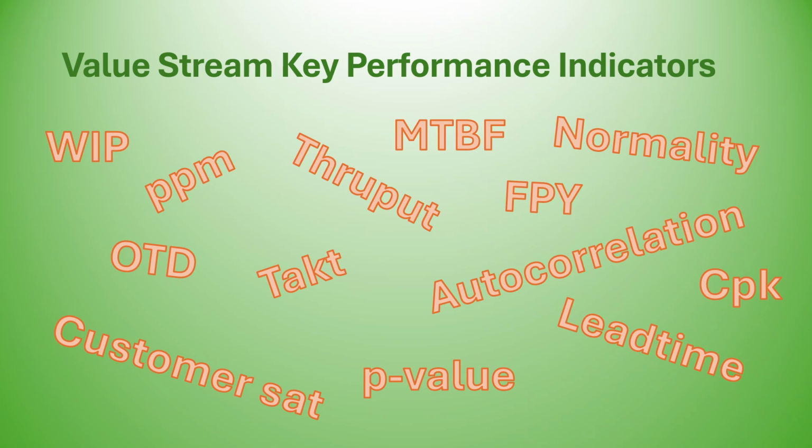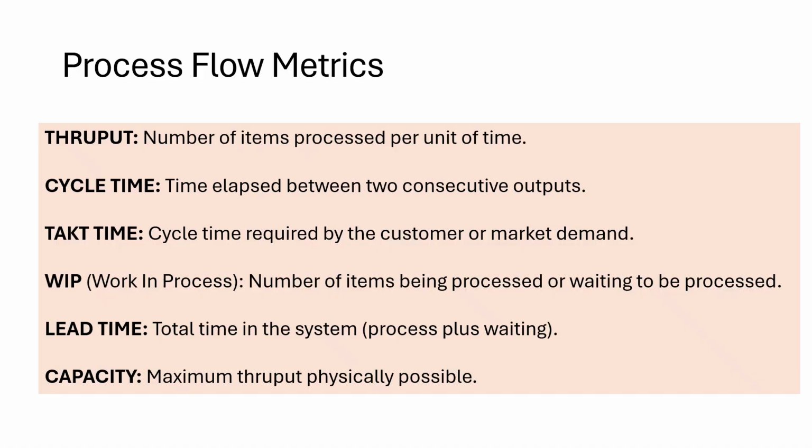Value stream performance indicators are related to product and process quality, process flow, and key factors affecting all these metrics. These are some process flow metrics.